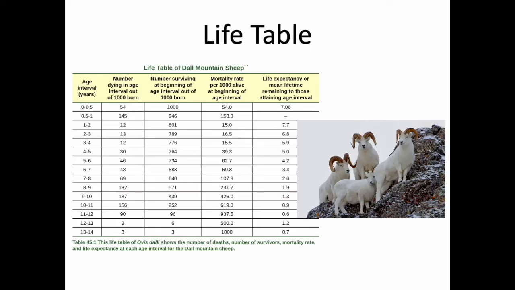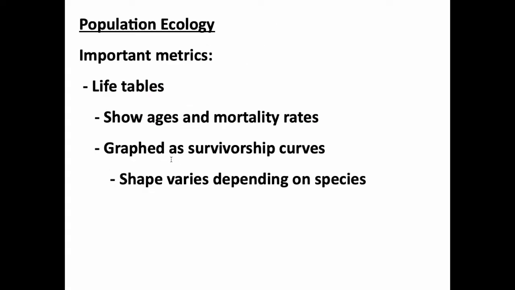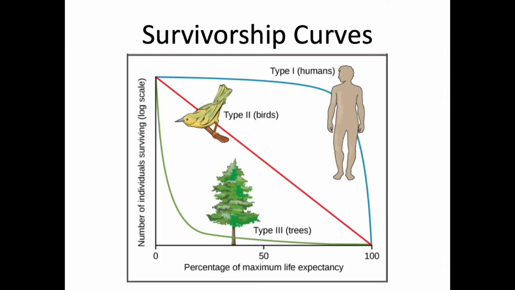This is not always the easiest thing to understand, just staring at these numbers. It's very common to graph the data in a life table. We call this graph of the data something called a survivorship curve. So life tables can be graphed as survivorship curves, and exactly what shape the curve looks like, once again, depends on species. So here are some survivorship curves.